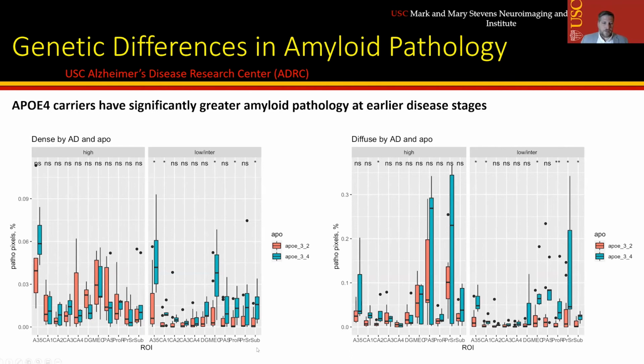Many of these areas, for instance, the subiculum, the prosubiculum, the medial entorhinal cortex, suggest that these neurons are particularly vulnerable to the effects of APOE4 and the production of amyloid.